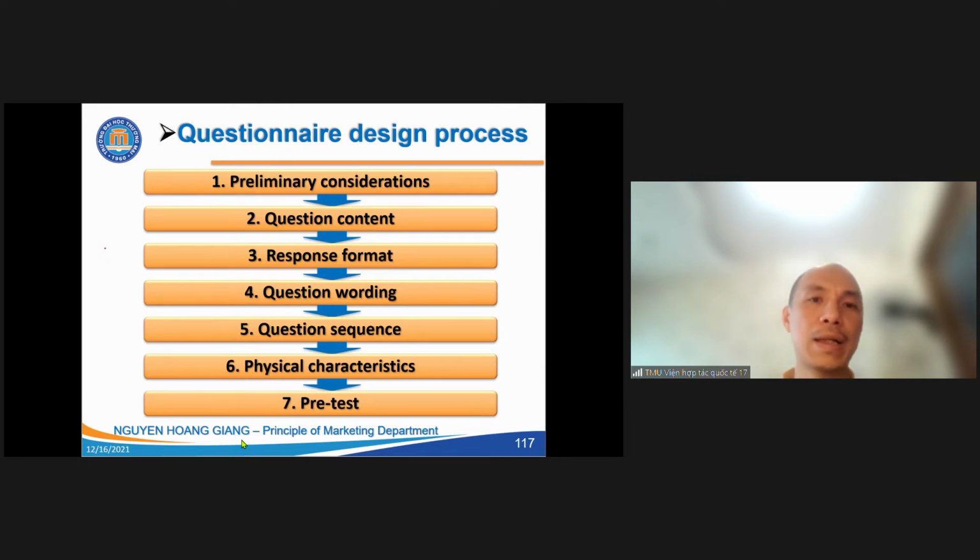And the second process, we follow these ones. That includes 7 steps. The first one is primarily considerations, and the second one is about the question contents and respondent formats, the question wording. Also, this one is very important.